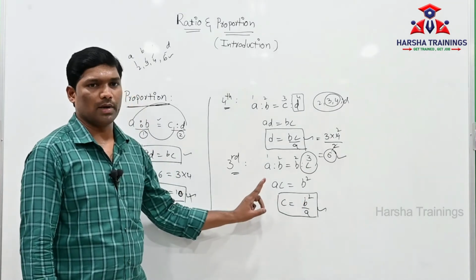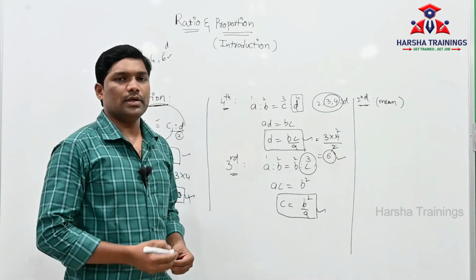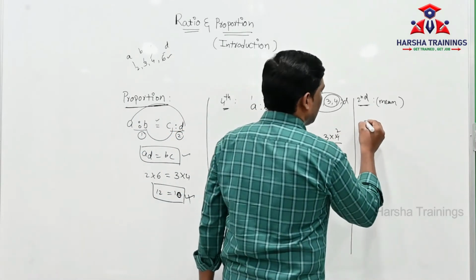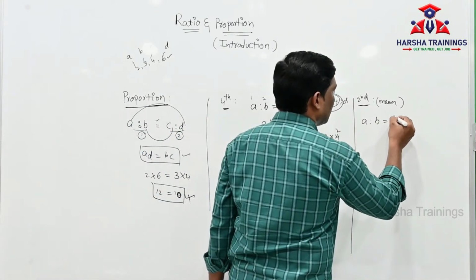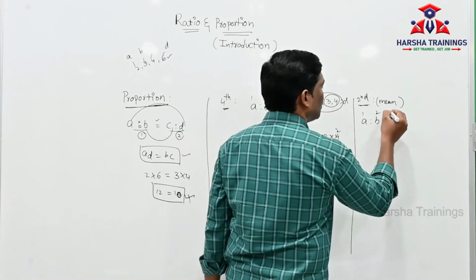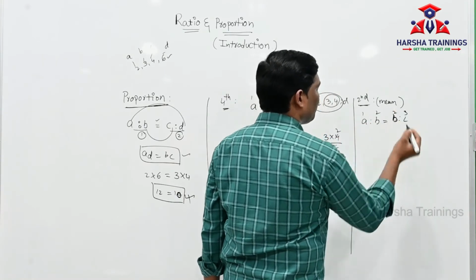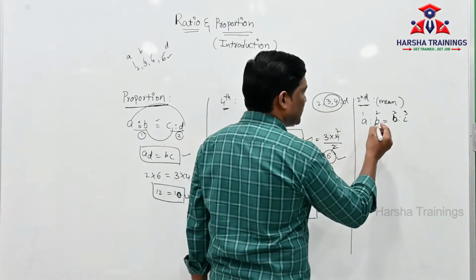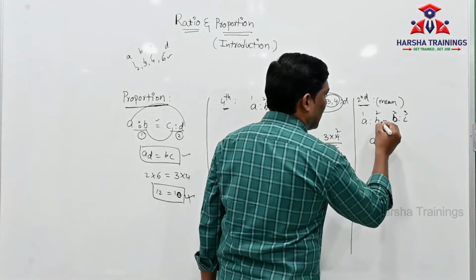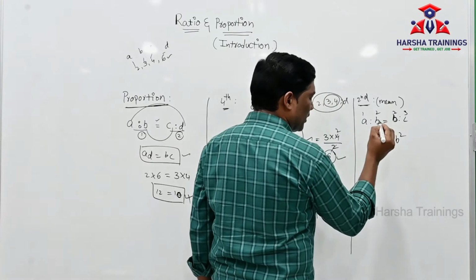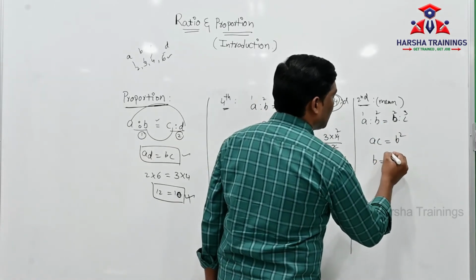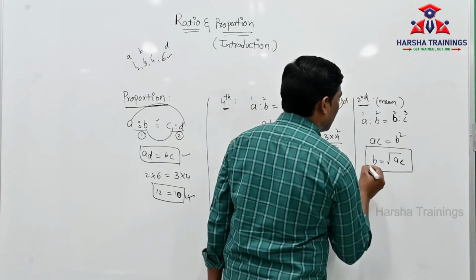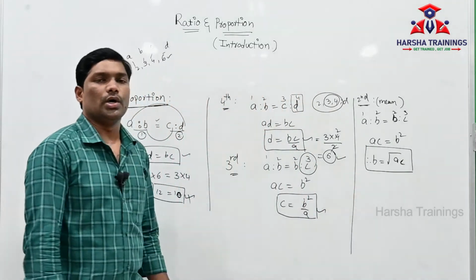Just remember this formula, guys. Is it clear, all of you? Okay, next coming to the third point, second proportion or mean proportion. Look at the screen, guys. A is to B is equal to B is to C. 1, 2, 2, 3. So second proportion means find out the B value. The proportion formation is AD is equal to BC. Then AC is equal to B into B, B square. Find out the B value, right? Then B is equal to root of AC. So the second proportion or mean proportion formula is B is equal to root of AC.